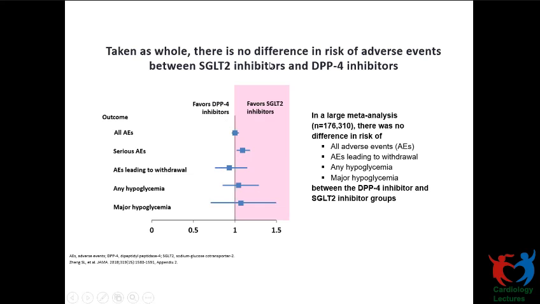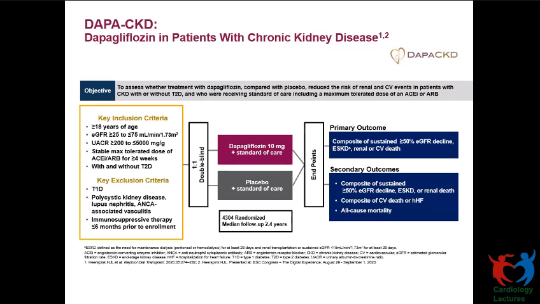Taken as a whole, there is no difference in risk of adverse events between SGLT2 inhibitors and DPP4 inhibitors. And there is no difference at all when compared on serious adverse events, hypoglycemia, major or minor, or withdrawal of the tablets. Now, what about DAPA-CKD, the proper trial? How did it improve chronic kidney disease, both heart and kidney?